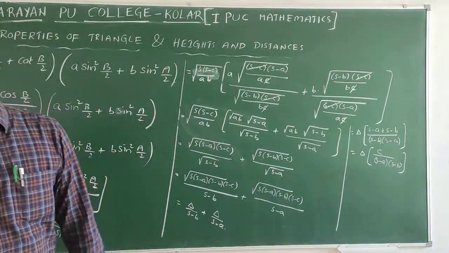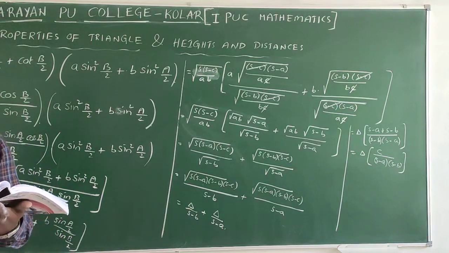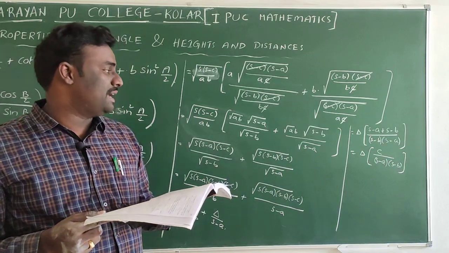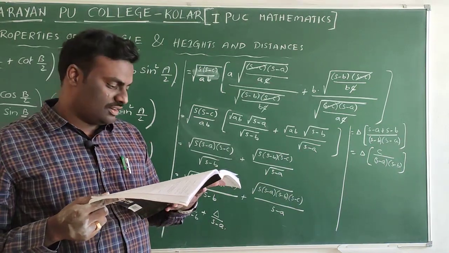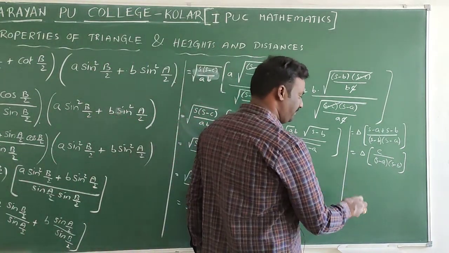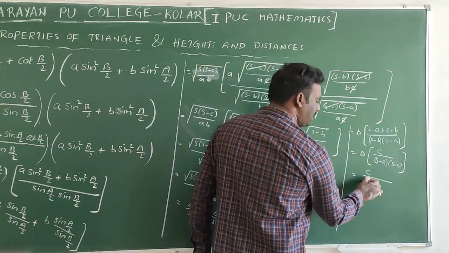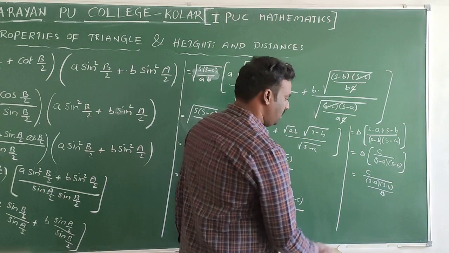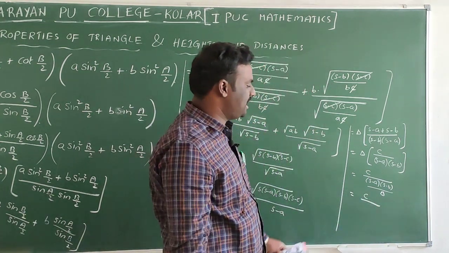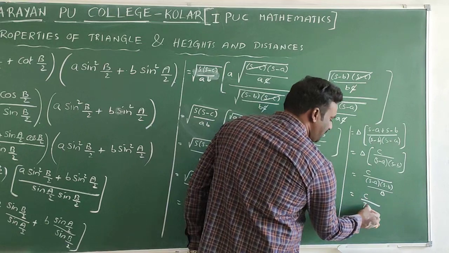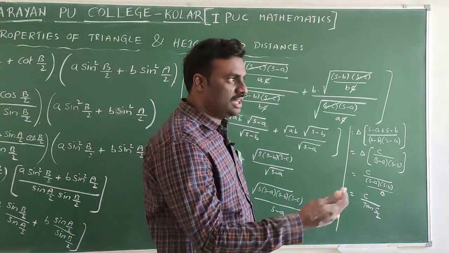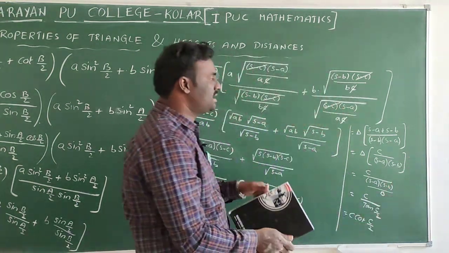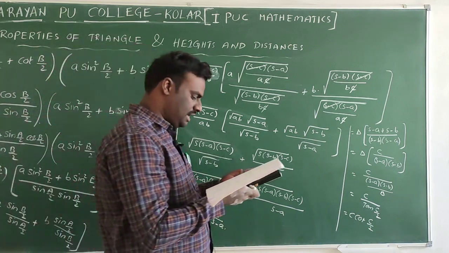Now we will check the options for question number 22. They have given c into s minus a into s minus b by delta. If you take the denominator, that is the formula for tan C by 2. One more step they have given: C by s minus a into s minus b by delta. Now c by s minus a into s minus b by delta is nothing but the formula for tan of C by 2. If you send tan to the numerator, C into cot C by 2 is the answer. That is nothing but option D, which is the correct answer.